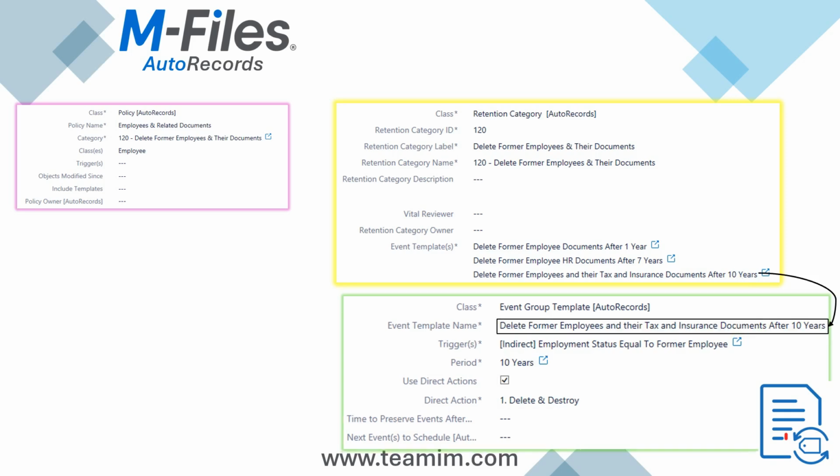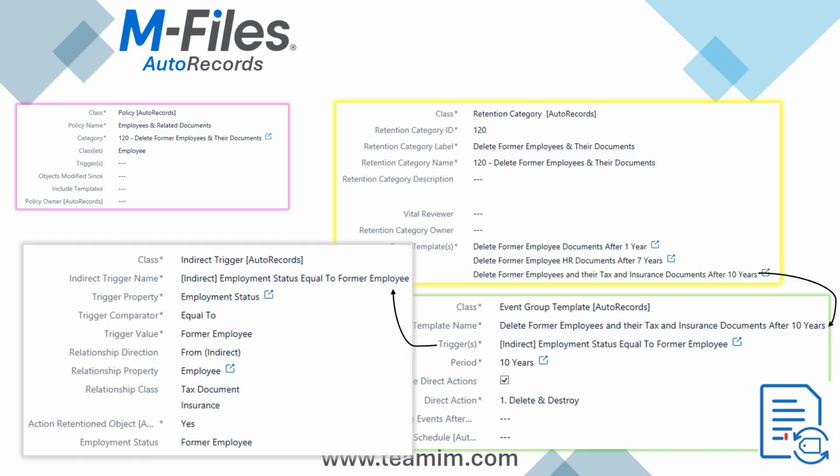The last event group template we set up is for the 10-year retention on tax and insurance documents. Importantly, this event group template has one small change that will cause it to also delete the employee object once all of the documents have been deleted. Looking at this configuration, as with previous examples, we supply a name and then configure the indirect trigger. Again, we set the trigger property of employment status equal to former employee, and the relationship direction for the document is still from the document to the employee, and the relationship property is still employee.